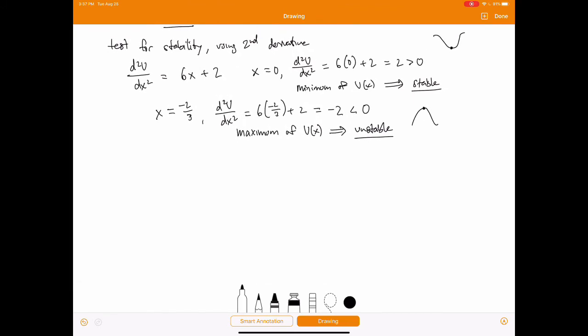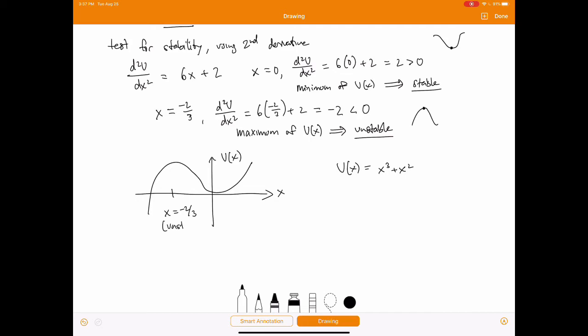And actually, we can see how this looks if we plot out the potential energy versus x. So again, the function that we started with is x to the third plus x squared. If you actually plot this out, it looks something like this, where at x equals minus 2/3, that's where we have a maximum. That's our unstable equilibrium. And then right here at x equals 0, that's where we have a minimum in the function. That's where we have a stable equilibrium. Okay, so that's how this works.